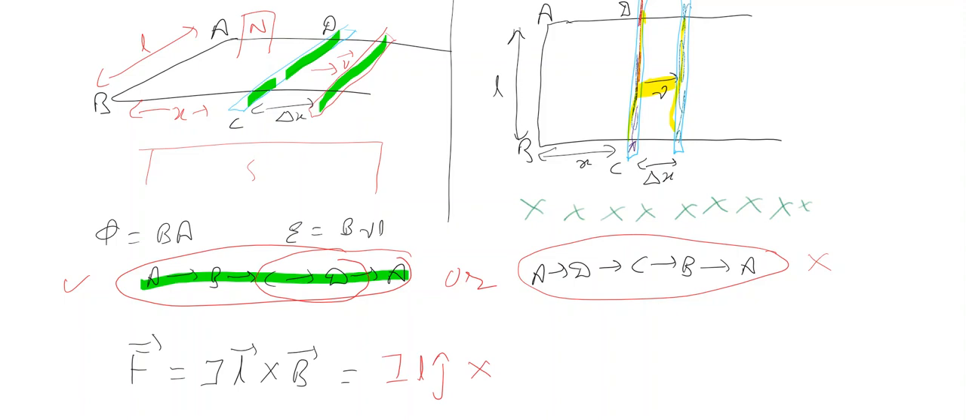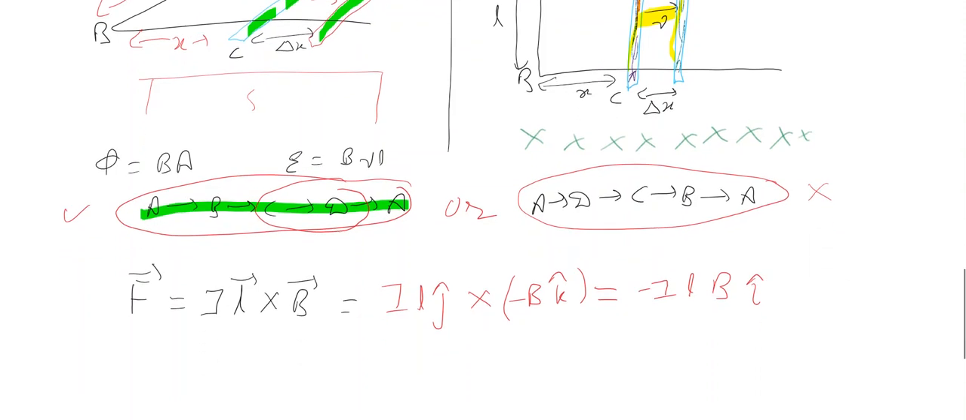What is the direction of magnetic field? Let it be negative Z direction, so minus B K cap, and then I have I L B. What is J cross K? It is minus I cap, so I L B minus I cap. Now what is happening here? See, we are talking about force F, which is minus I L B I cap.